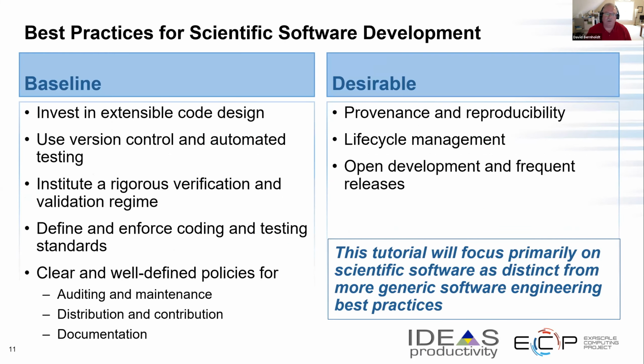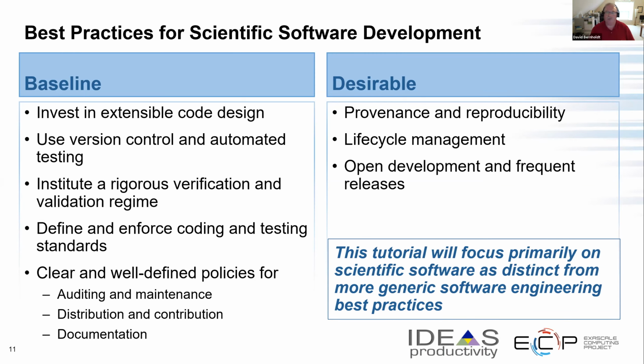Some of the best practices we'd like you to think about, first of all, invest in an extensible design for your code, use version control and automated testing, institute a rigorous verification and validation scheme for your code, and define and enforce coding and testing standards, as well as clear and well-defined processes for how you're going to audit the code, carry out maintenance, how you're going to distribute it, what contributors have to do for their contributions to be accepted, and how you're going to document the code.